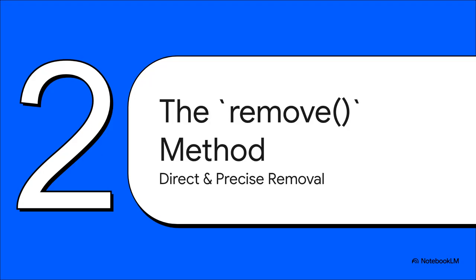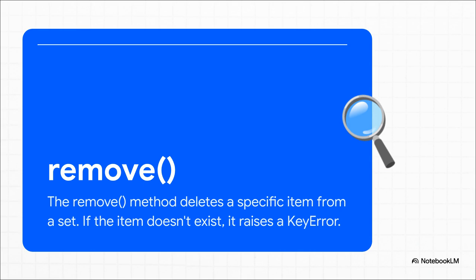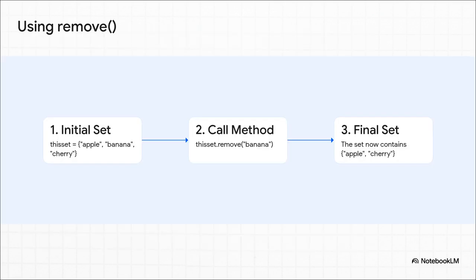Let's start with our first tool. This is for when you know, without a doubt, exactly what you want to get rid of. This is where remove shines. Think of the remove method like a surgeon's scalpel. It's incredibly precise. You tell it the exact item you want gone, and poof, it's removed. But, and this is important, that precision comes with a pretty big catch. Let's just see it in action.